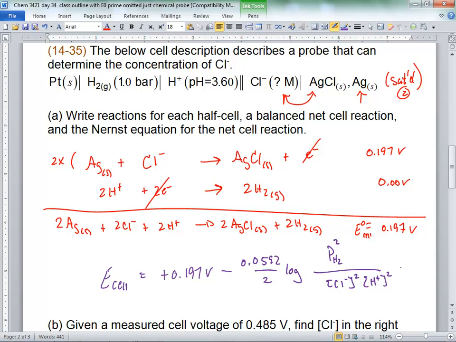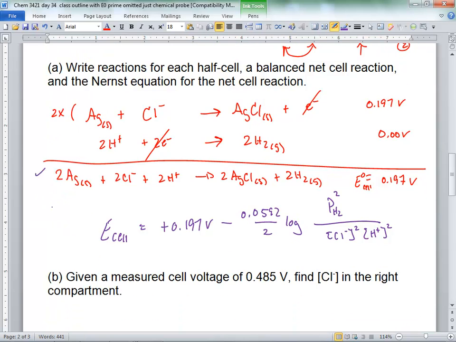So they just wanted the Nernst equation, so I assumed they weren't at equilibrium. That's why I wrote this. But you're always safe writing products over reactants raised to their stoichiometric powers. Okay. Make sense so far? I think that's all they wanted. So we wrote the half reactions. We wrote the Nernst equation. We wrote the balanced net cell reaction. Since we got everything: given a measured cell voltage of 0.485 volts, find the concentration of chloride in the right compartment.